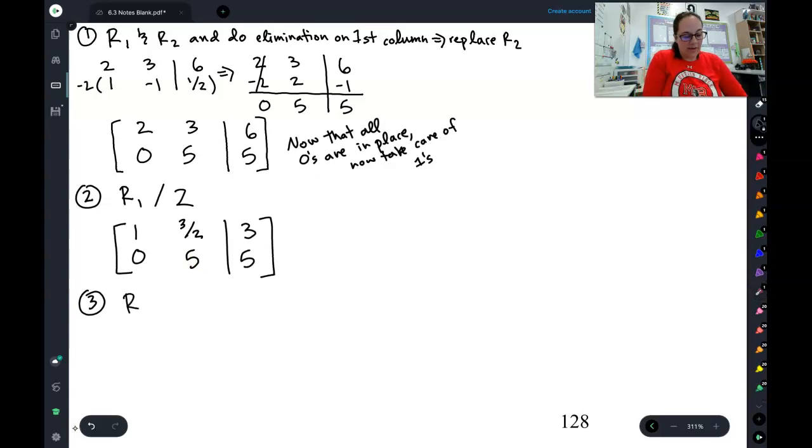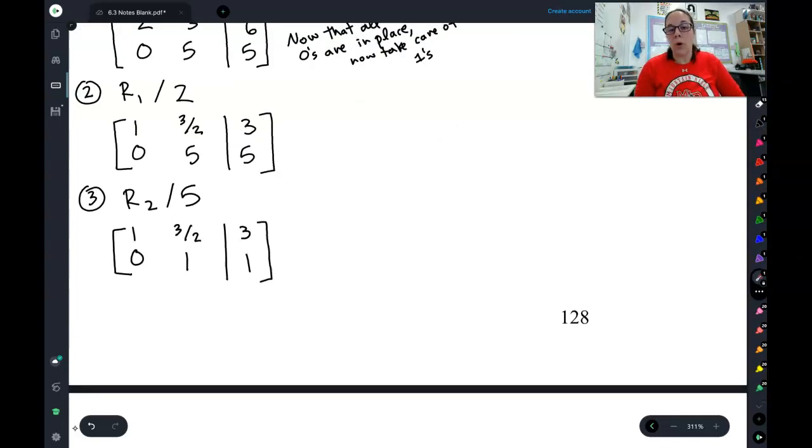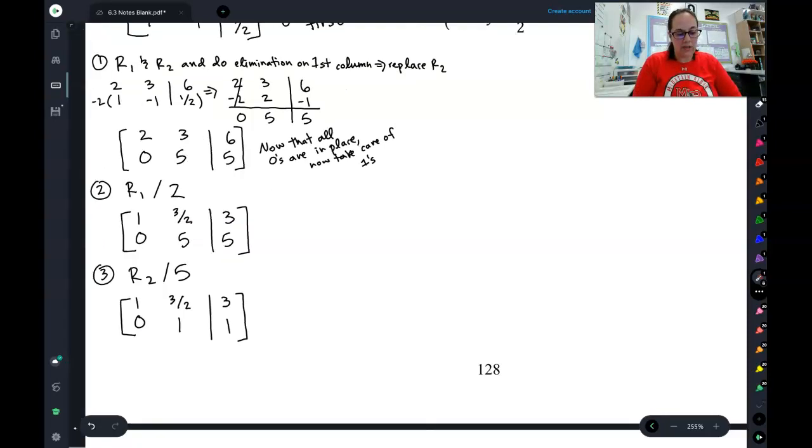So I'm going to take row 2 and divide everything in that row by 5. So row 1 stays the same, and I'm going to divide everything in this row by 5. So 5 divided by 5 is 1, 5 divided by 5 is 1. And we now have row echelon form. We have our upper triangular form with 1s on the diagonal. This is row echelon form.